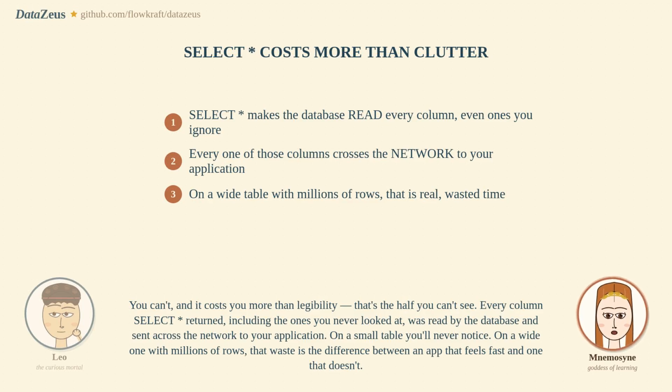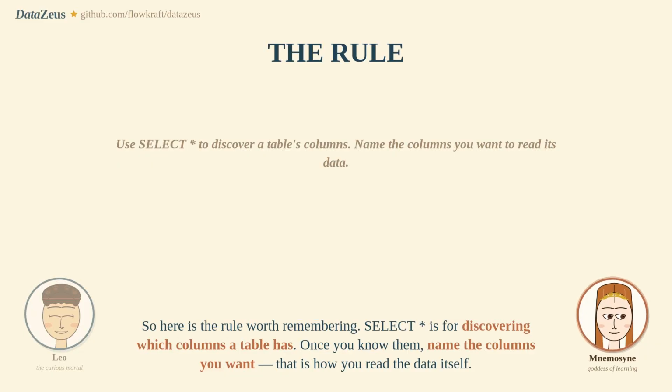That is the half you can't see. Every column select star returned, including the ones you never looked at, was read by the database and sent across the network to your application. On a small table, you'll never notice. On a wide one with millions of rows, that waste is the difference between an app that feels fast and one that doesn't. So here is the rule worth remembering. Select star is for discovering which columns a table has. Once you know them, name the columns you want. That is how you read the data itself.